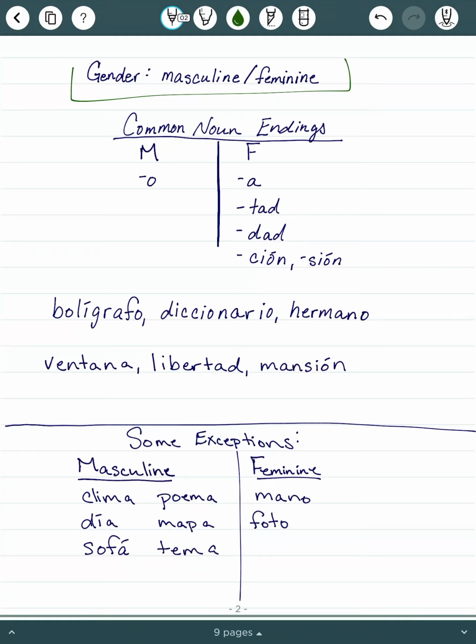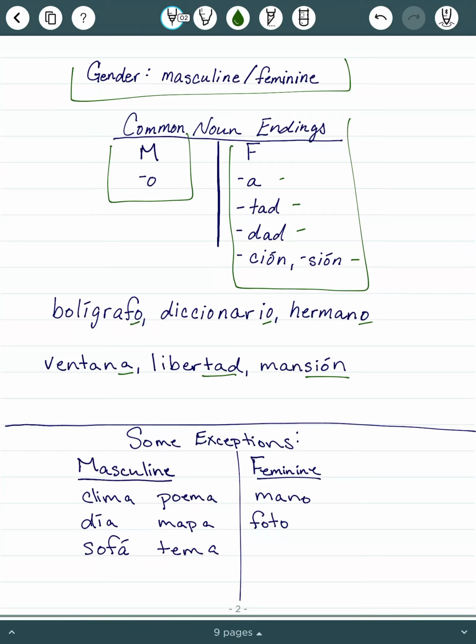So basically, if a word ends in O, bolígrafo, diccionario, hermano, then you can assume and be right most of the time that that is masculine. Now, feminine endings, there are a lot more of those. If something ends in a, ta, dad, or either of those spellings of sion, then you can assume that it's feminine, and you'll be right most of the time. So, ventana is an example of a feminine word, libertad, mansión, those are all feminine words.